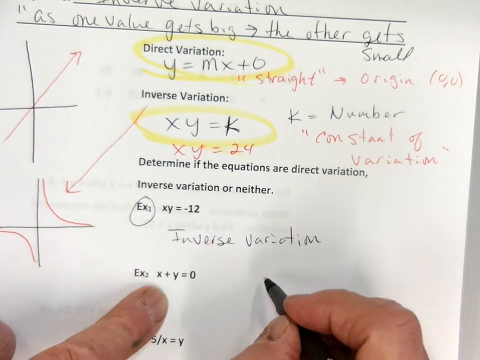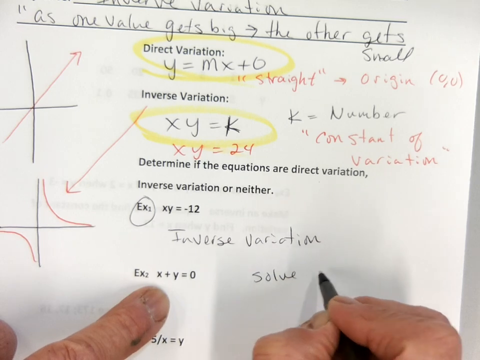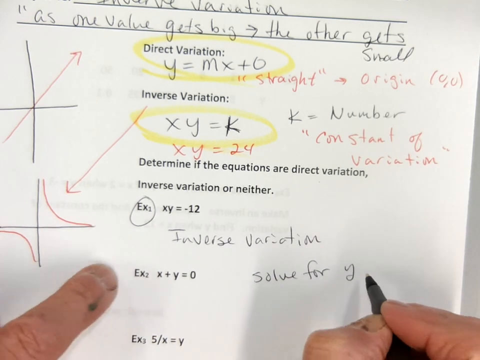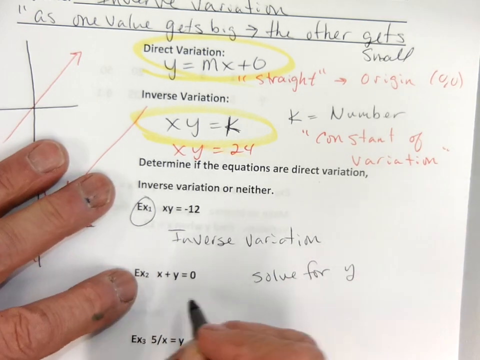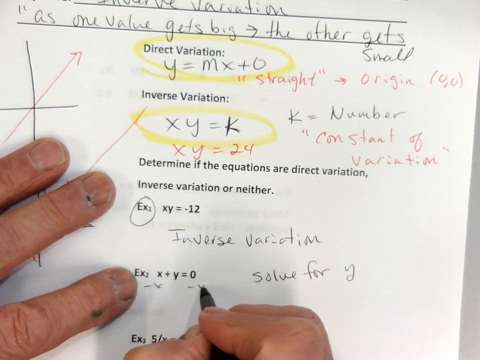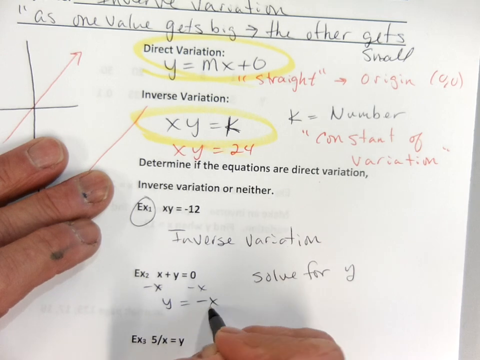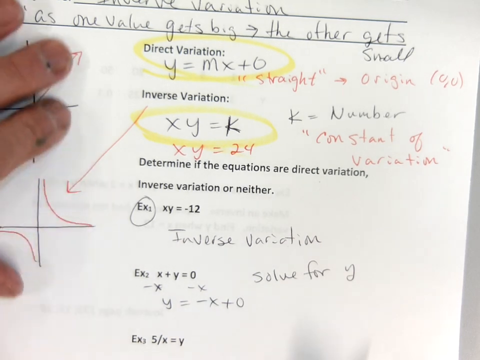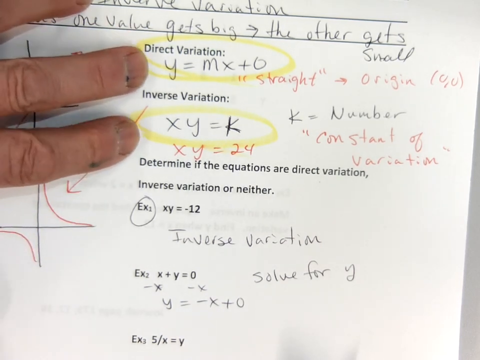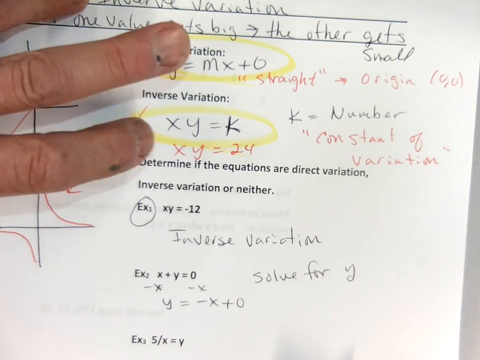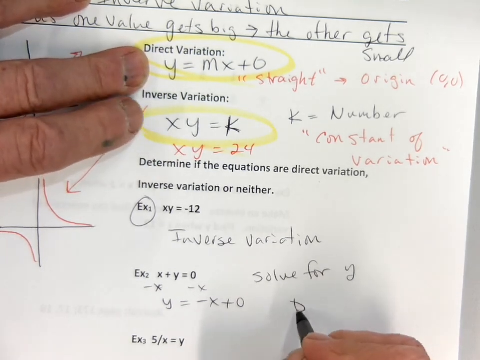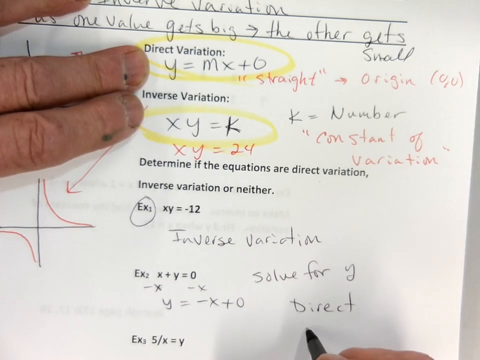Well, if I solve for y, I'm going to do this first. If I go minus x, I'm going to have y equals a negative x plus 0. Does it look like one of these two? Top one, doesn't it, right? So this one's got to be a direct variation.